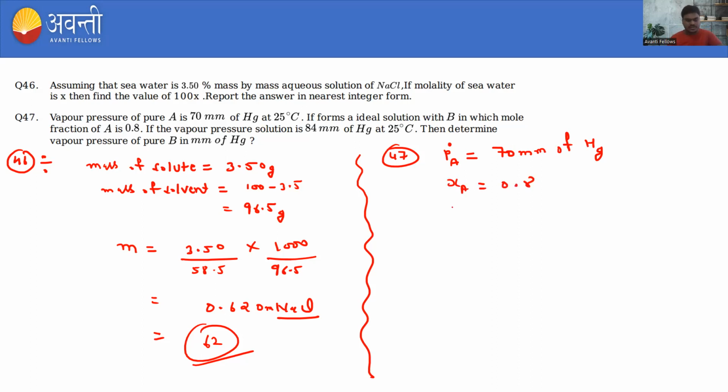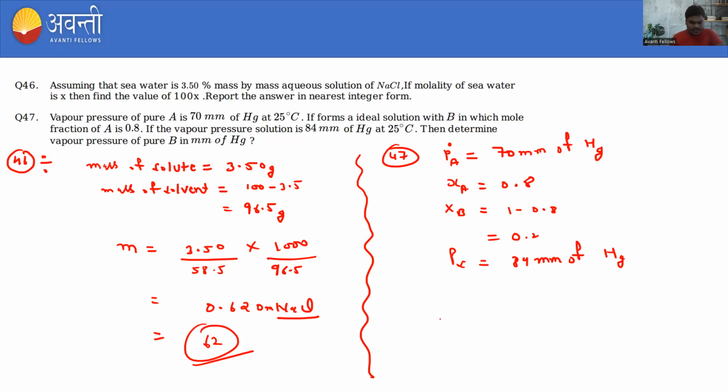If the vapor pressure of the solution... if XA is given, then you calculate XB, because we know that in a binary solution XA plus XB is equal to 1. So XB comes out to be 1 minus 0.8, that is 0.2. This is 0.8, right? So this comes out to be 0.2. Now the vapor pressure of the solution is given, which is equal to 84 mm of Hg. So this is the PS.